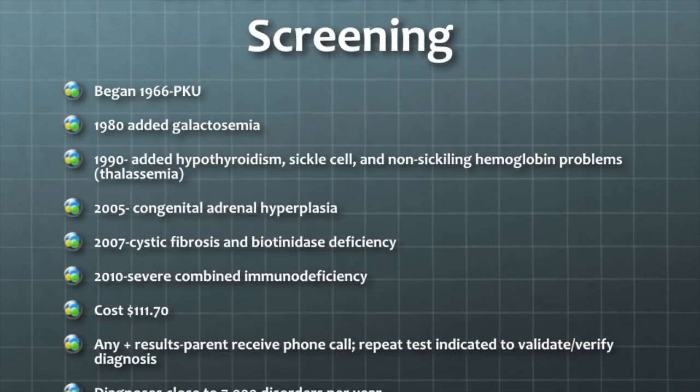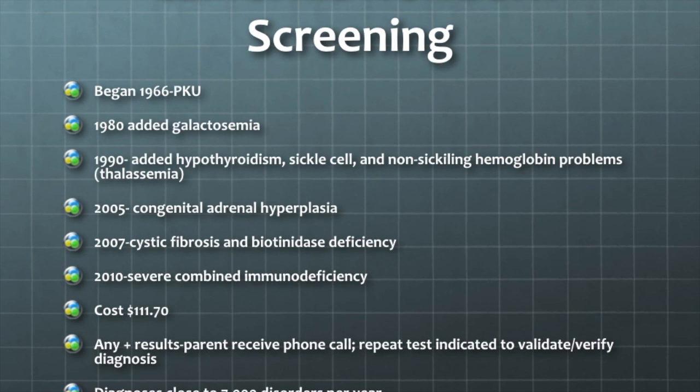What do we do about these? We have the California Newborn Screening Test. It began in 1966 and only looked for a PKU disorder. It wasn't until 1980 that we started adding additional tests, and we had galactosemia disorder added. 10 years later, we started screening for hypothyroidism, that would be congenital, sickle cell disease, and other non-sickling hemoglobin problems, as in thalassemias. It took another 15 years until we started looking for congenital adrenal hyperplasia.